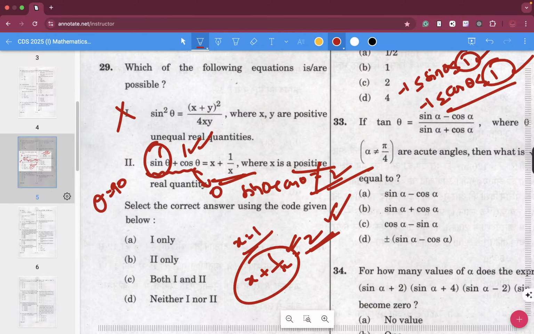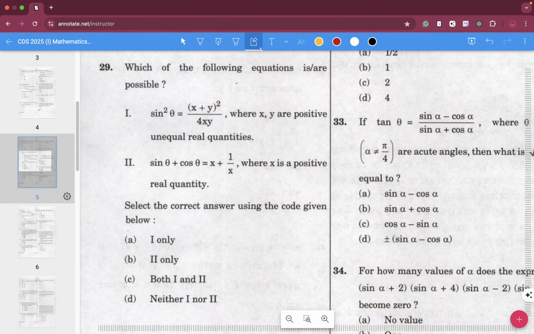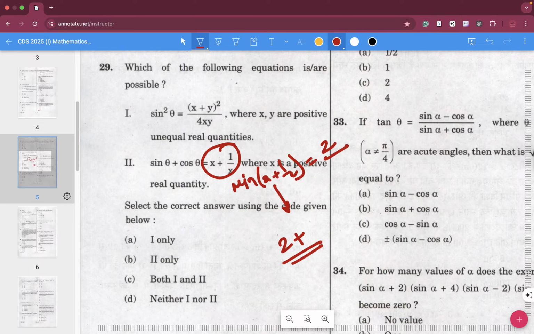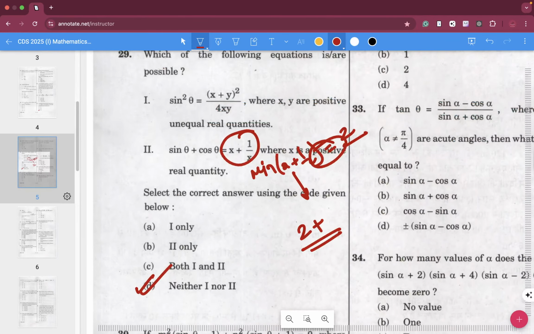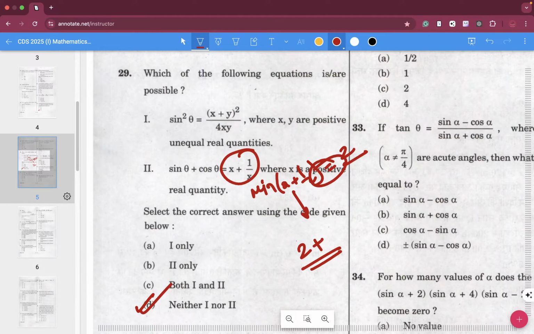The minimum value of x plus 1 by x, this is a classical observation over here. The minimum value is 2. This value is always 2 or more, no matter what value you take, given that you are taking a positive value. So what we conclude is that neither 1 nor 2 is the correct answer over here, folks. So this was your question number 29, folks.